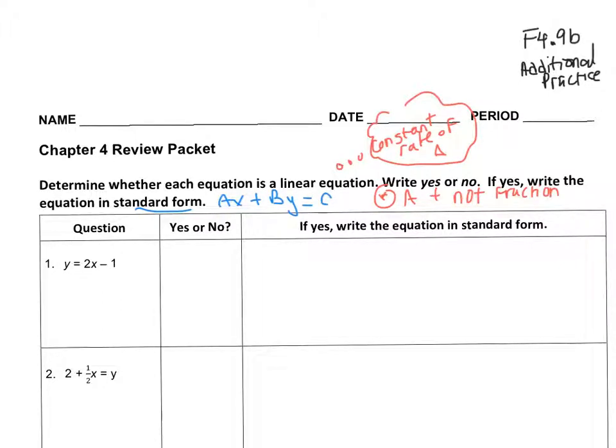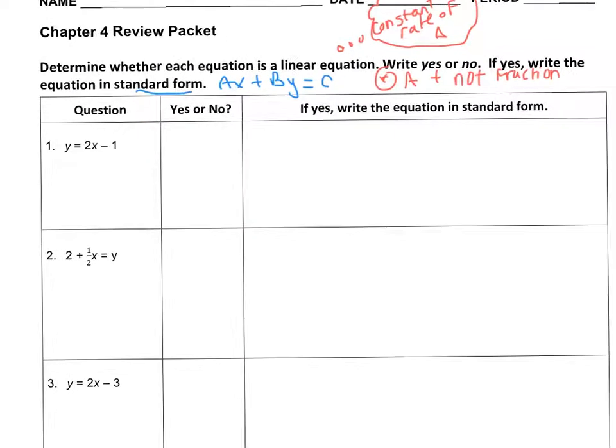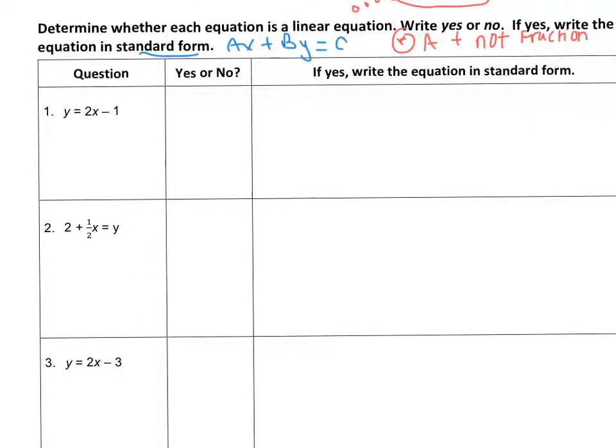So if you get a fraction, you're going to have to do what we've called in class destroy the denominator. So you multiply by the denominator to get rid of it. First one, is it a linear function? Yes, it is. The reason is because it's y equals mx plus b. So I know that it's linear.